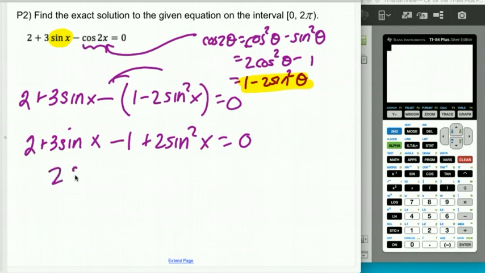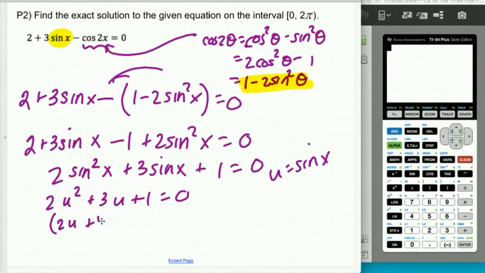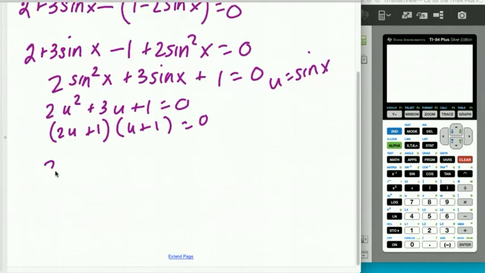If we put this in standard form with our squared term first and then our linear term and then our constant, I see that I could use u as sine x and that this would be 2u squared plus 3u plus 1, which we can factor into 2u plus 1, u plus 1, right? And I can double check if I FOIL to check, that's correct. So I get 2 sine of x plus 1 equals 0, or sine of x plus 1 is 0.